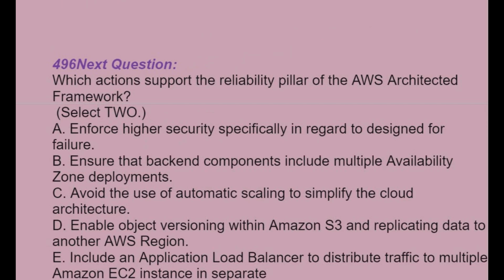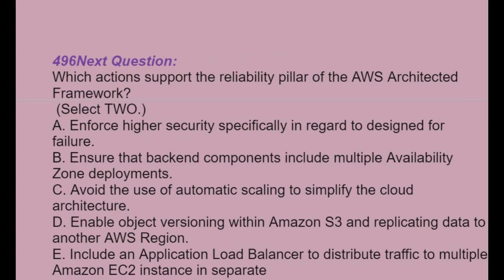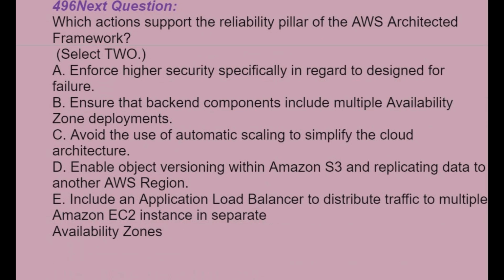Question is, which actions support the reliability pillar of the AWS Well-Architected Framework? Select two options. Option A, enforce higher security specifically in regard to designed for failure. Option B, ensure that backend components include multiple Availability Zone deployments. Option C, avoid the use of automatic scaling to simplify the cloud architecture. Option D, enable object versioning within Amazon S3 and replicate data to another AWS region. Option E, include an Application Load Balancer to distribute traffic to multiple Amazon EC2 instances in separate Availability Zones.